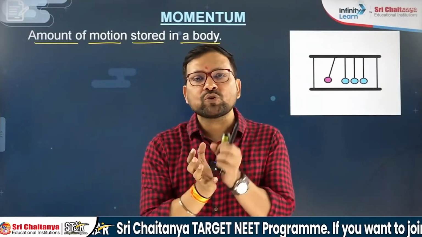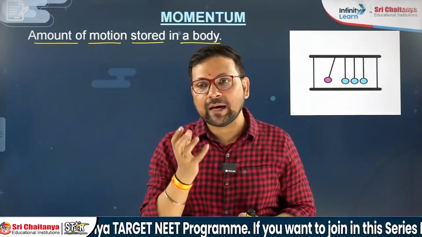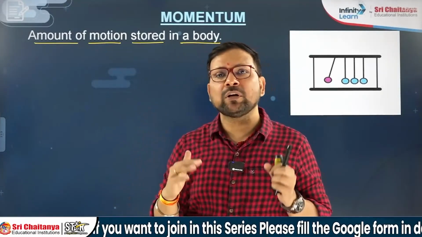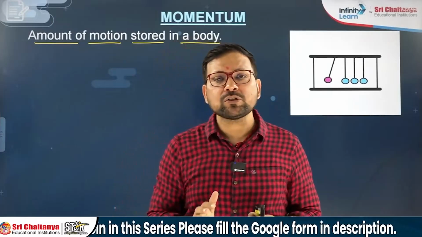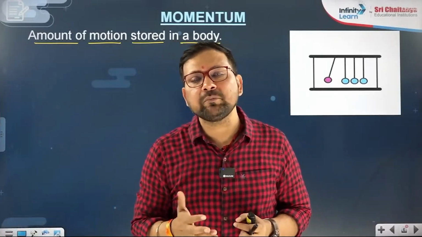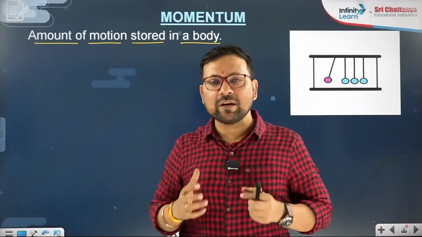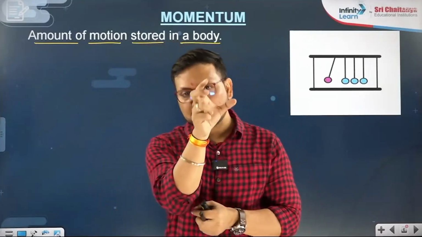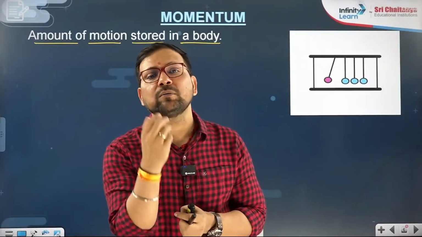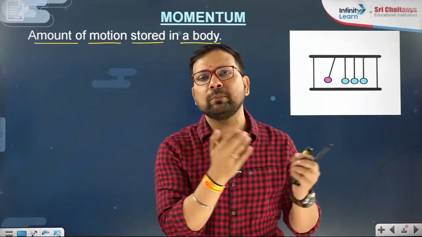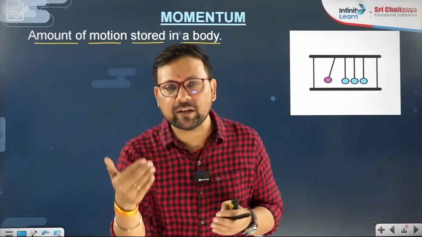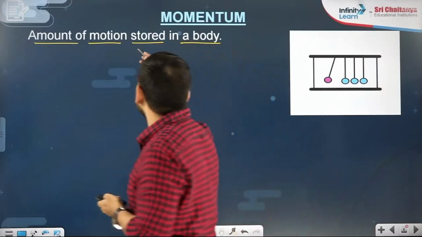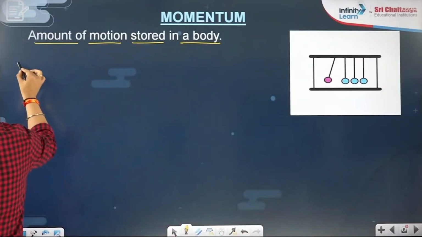So whenever some motion is stored in a body, and you are not applying an external force, like running in a 100 meter race, you want to stop, but you are not actually stopping there, because during the motion, some motion has been stored inside your body. That amount of motion stored is called momentum. That might come to you from some other body when it is colliding with you, or it might come because of your own motion. So motion stored in a body is called momentum.